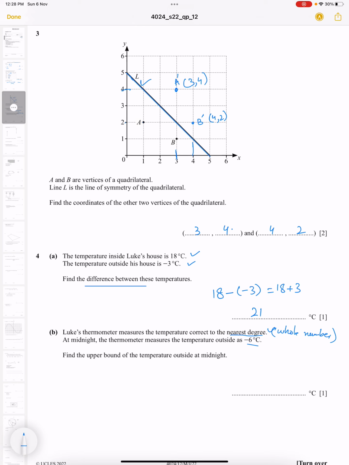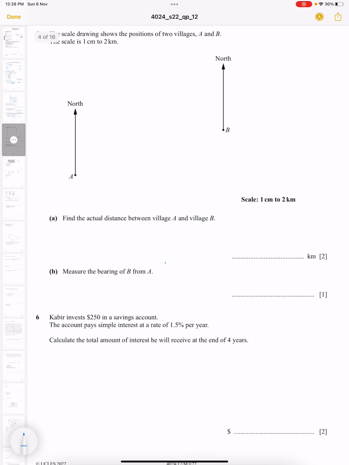Find the upper bound. So, we know that when a number is rounded correct to the nearest whole number, adding or subtracting 0.5 gives us the upper and lower bounds respectively. As we have to find the upper bound, in this case the upper bound will be negative 6 plus 0.5. That will be negative 5.5 degrees Celsius. So minus 5.5 degrees Celsius will be its upper bound. If you have to find the lower bound, then that will be obtained by -6 minus 0.5, meaning minus 6.5.